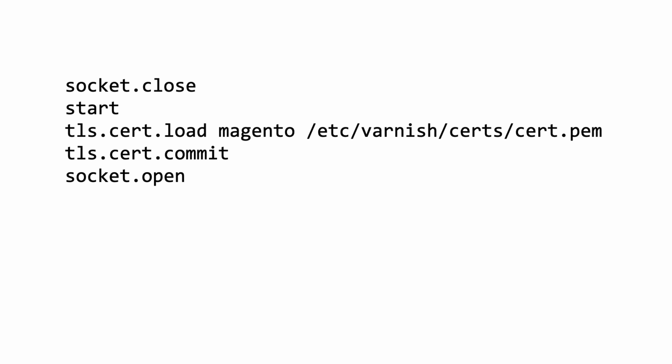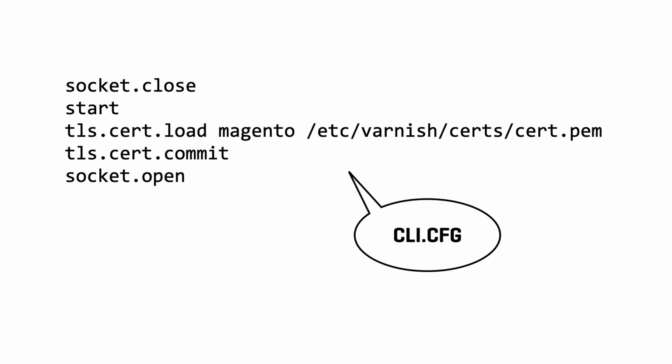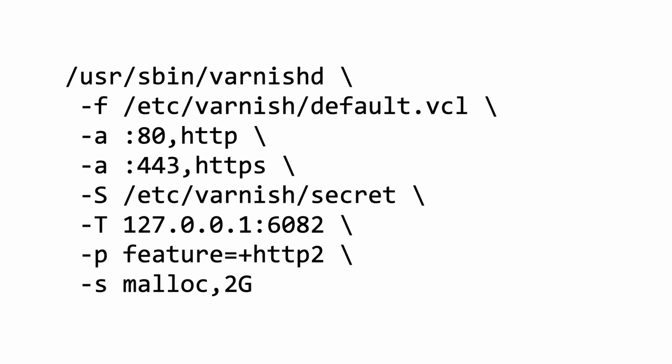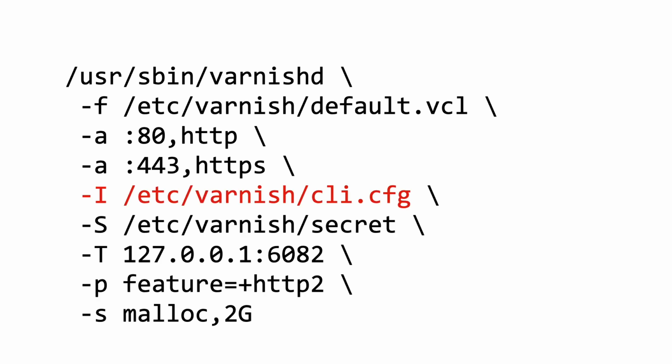Then we call tls.cert.commit to activate the certificate, and we end the script by calling socket.open to again accept incoming connections. All these commands could be stored in a file named cli.cfg, for example, and we can link it to our varnishd runtime configuration by specifying a -I uppercase runtime parameter and pointing it to that configuration file. So whenever Varnish starts, those commands will be run and the certificates will be imported automatically. It's as easy as that.